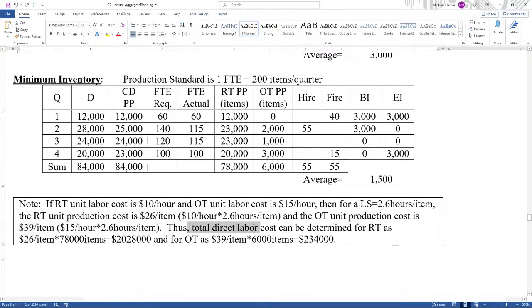Therefore, the total direct labor cost, direct labor meaning there's no overhead or any type of cost other than just direct labor cost, just salaries, can be determined for regular time as 26 times 78,000. So that's how each of those items cost $26. So that should be, what is this going to be? 2,028,000. Overtime is 39 times my overtime of 6,000, which is 234,000. So there's my direct labor cost for regular time and overtime. And I'll be using that to analyze the two different costs.